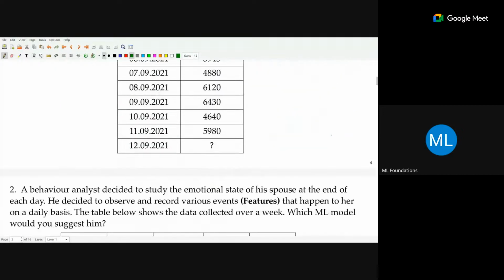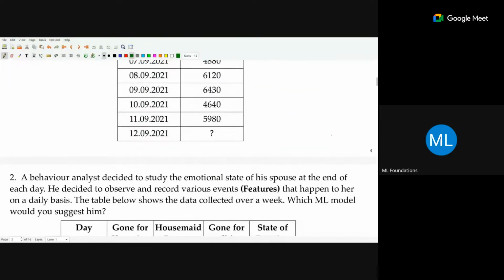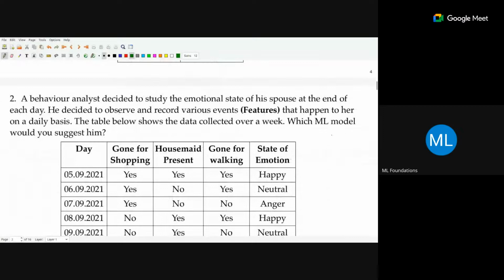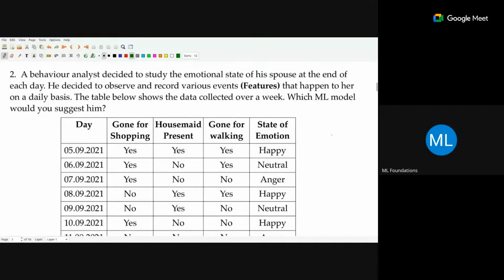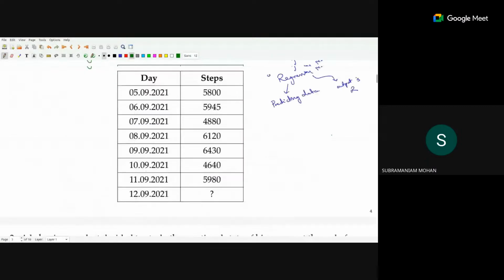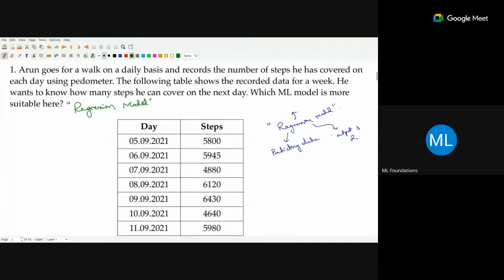Let's move to one more scenario. Now, a behavior analyst decided to study the emotional state of his spouse at the end of each day. You are not going to find the value for that. I'm not going to find a value. I just want to know which model is more suitable here. That's all I wanted in this.